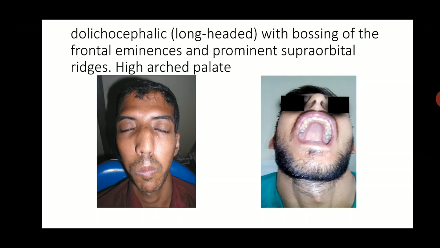The facial features of these patients are also very unique. They have a very long head which is known as dolichocephalic. The frontal bone of these patients is very prominent, which is known as bossing of the frontal eminence. The supraorbital ridges are also very prominent. If you look at the palate, the arch of the palate is very high.